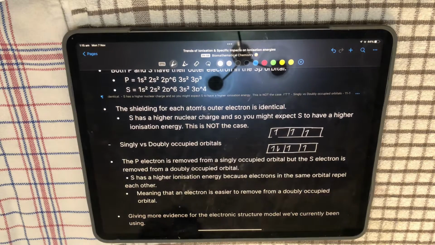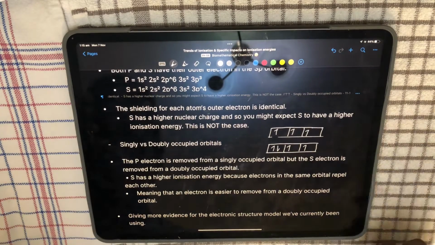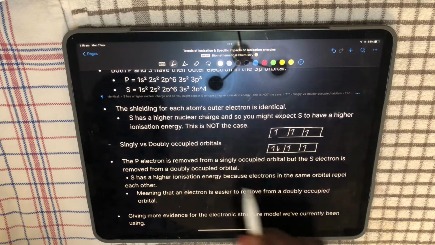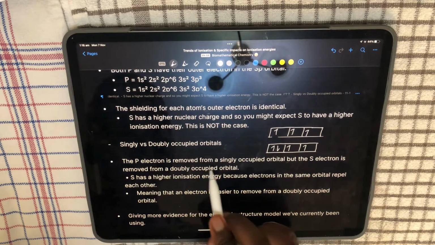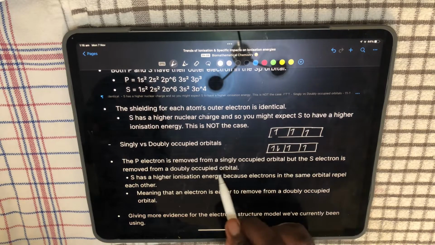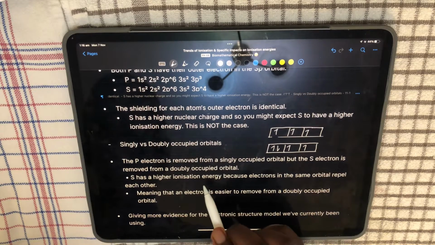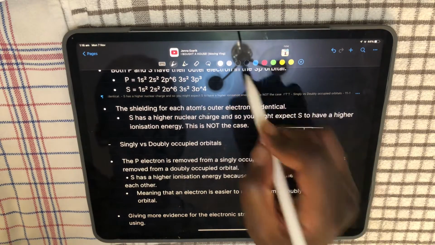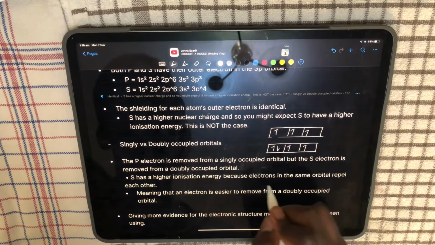Now this is where the problem is. Sulfur has a lower ionization energy because the phosphorus electron is removed from a singly occupied orbital, but in sulfur the electron is removed from a doubly occupied orbital. The electrons in the same orbital repel each other. That's the part you need to realize here.